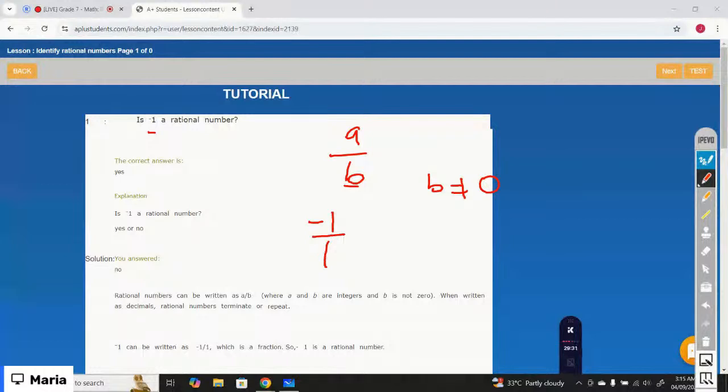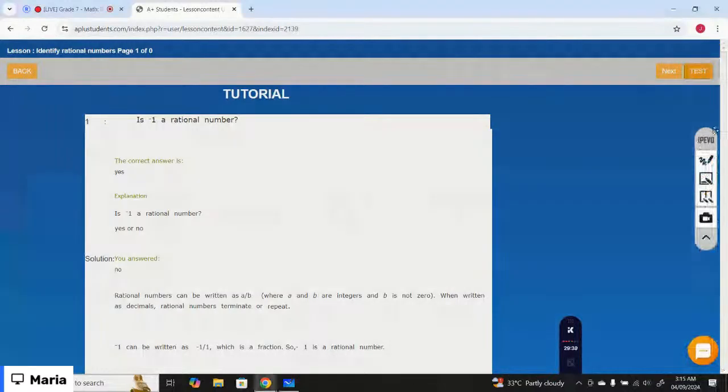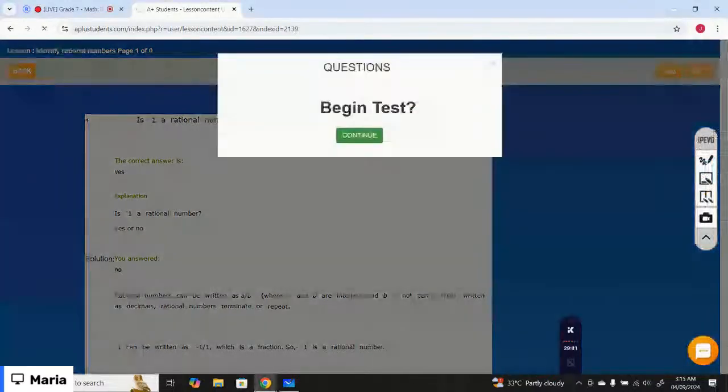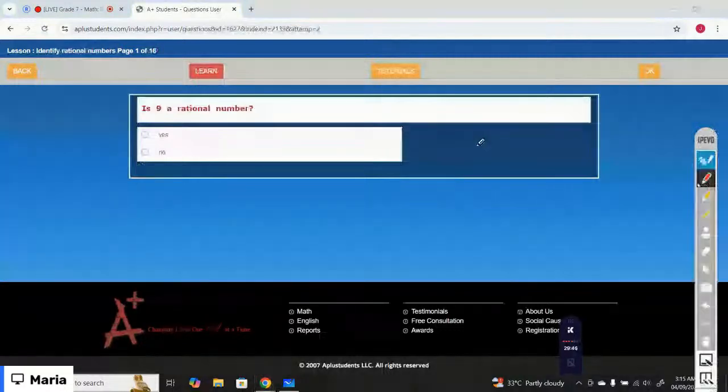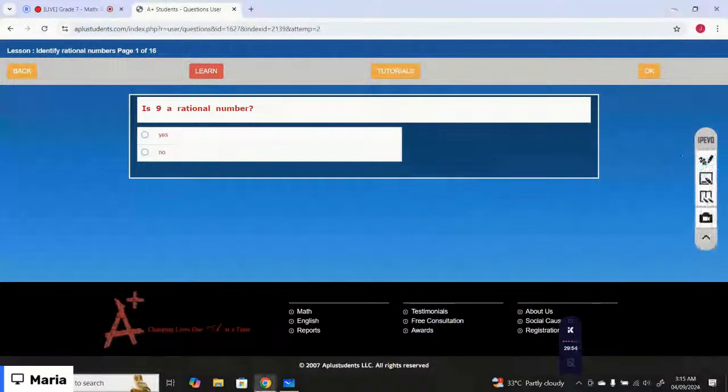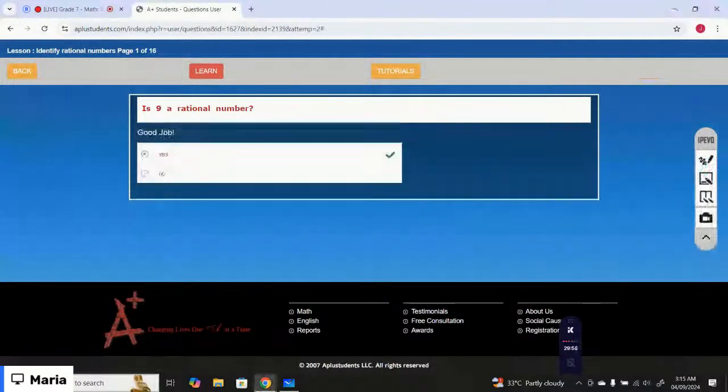So let's just start with the test questions. The first question is, is 9 a rational number? Yes, it is, because you can write it as 9 over 1, right? So the correct option is yes, it is. Option number 1 is the correct option. So 9 is a rational number. Got it?